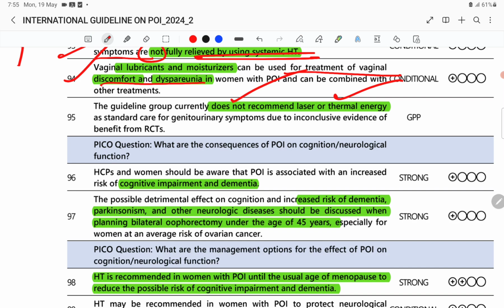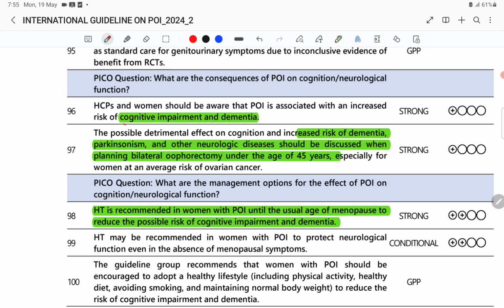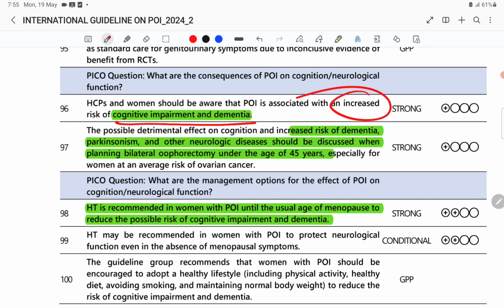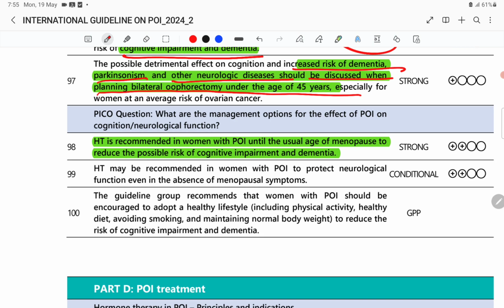And what are the neurological and cognitive effects? Increased risk of cognitive neural impairment, risk of dementia, Parkinson's, Alzheimer's, and other neurological disease should be discussed when planning for bilateral oophorectomy under the age of 45 years. So very, very important: if you go for a BSO, you have to discuss the cognitive impairment effect, dementia, Parkinson's, and neurological disorder.